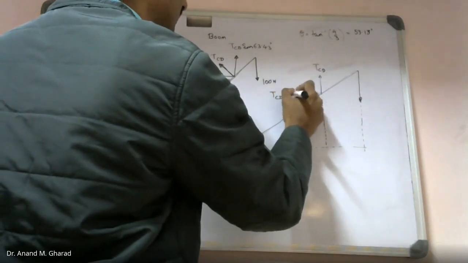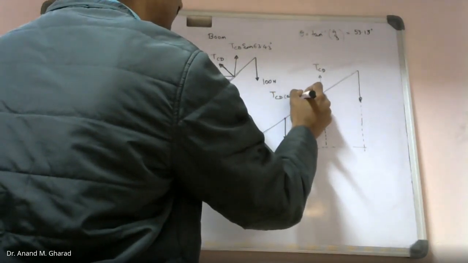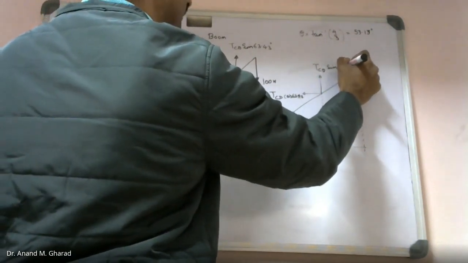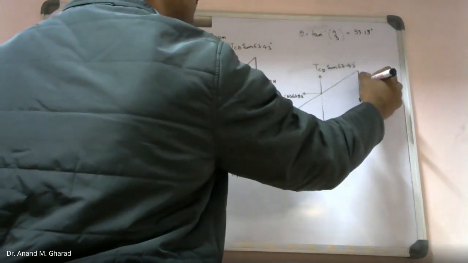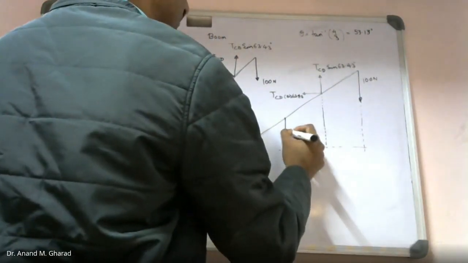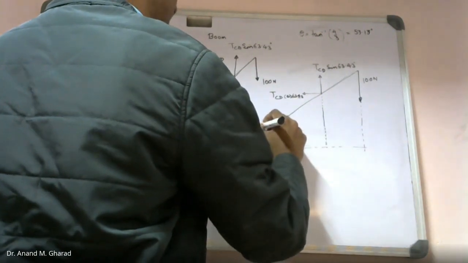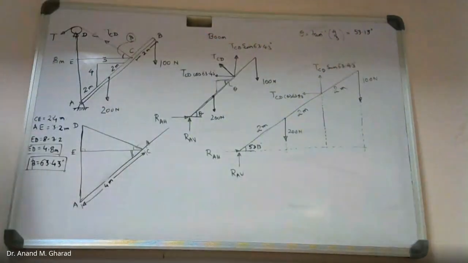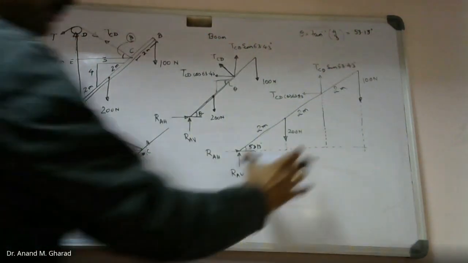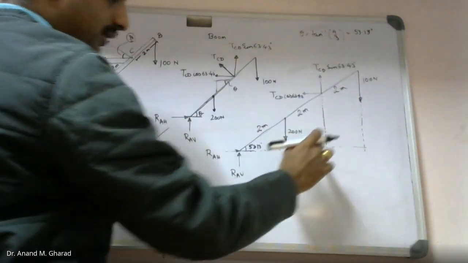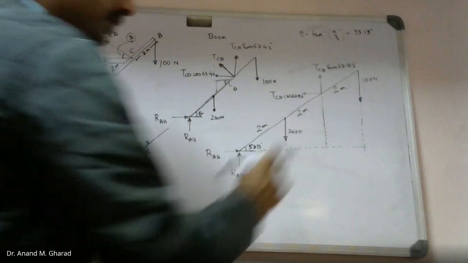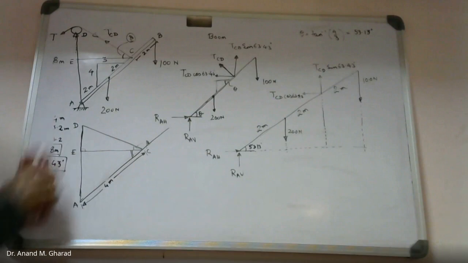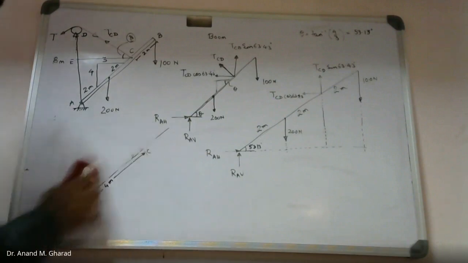TCD cos 63.43, TCD sine 63.43, right? This is 100 Newton, okay, and this is 200 Newton. This is given. This distance is 2 meter. This is again 2 meter. Now, very purposefully, I have drawn these dotted lines because we will be using equations of equilibrium, and in that you will take moment. You have to take moment because there are 3 unknowns.